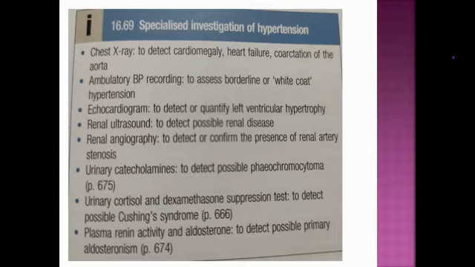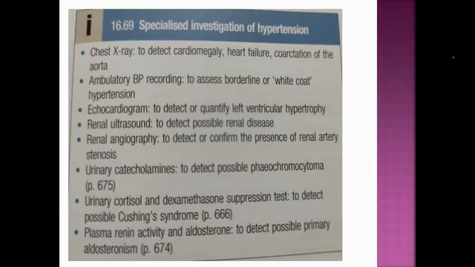Echocardiogram is indicated if ECG shows there is left ventricular hypertrophy and X-ray shows there is cardiomegaly or features of heart failure, then you will go for echocardiogram. Renal ultrasound to detect possible renal disease. How can we assess possible renal disease in renal ultrasound?